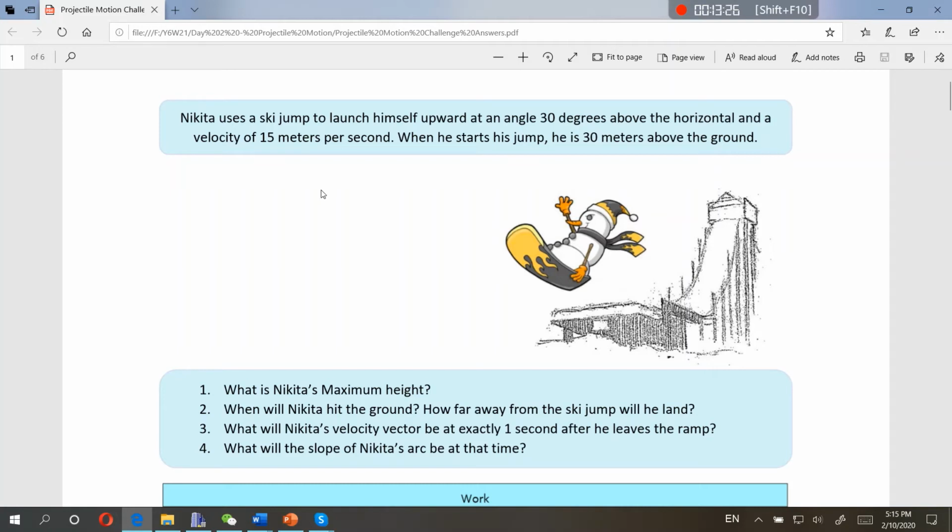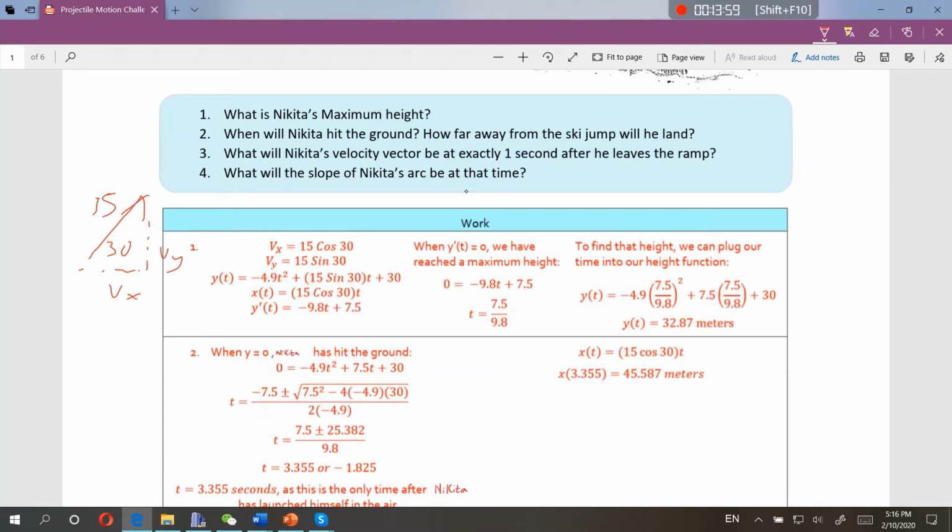Starting with our first one, we had Nikita launching at 30 degrees above the horizontal at 15 meters per second, starting 30 meters above the ground. We want to know his maximum height. In order to get that, I'm first going to break this apart into his vertical and horizontal components. We've got our picture that looks something like this. He was launched at 15 meters per second at a 30-degree angle, so there should be a Vx and a Vy that we can solve for. We break those apart using sine and cosine, and then I can throw those into our horizontal and vertical distance formulas to get the two formulas we need.